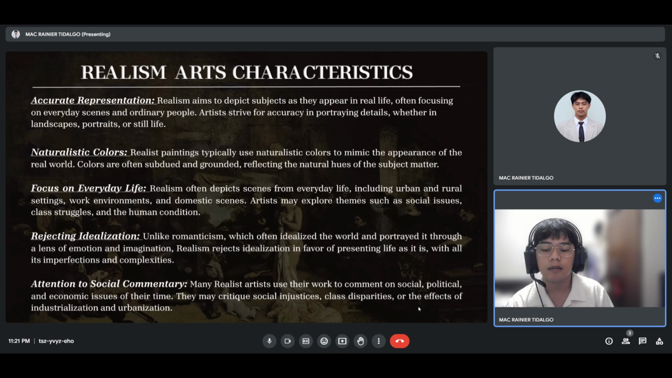Realism wants to reject idealization in favor of presenting life as it is, with its imperfections and complexities. The last characteristic is attention to social commentary. Many realist artists use their work to comment on social, political, and economic issues of their time. They may critique social injustices, class disparities, or the effects of industrialization and urbanization.